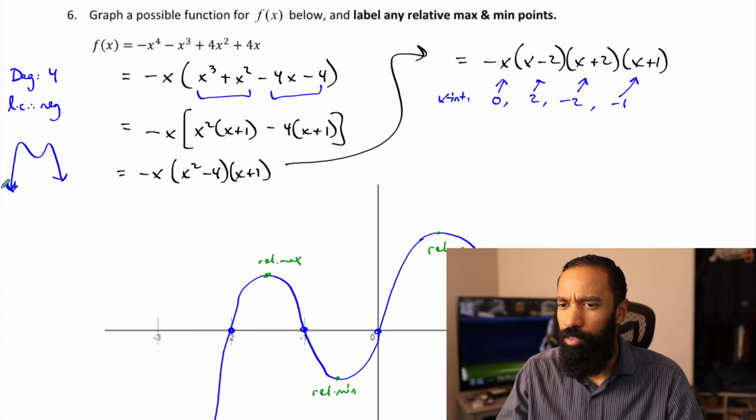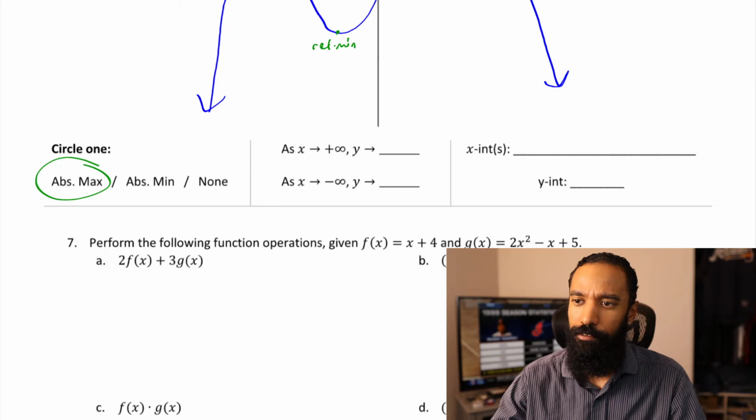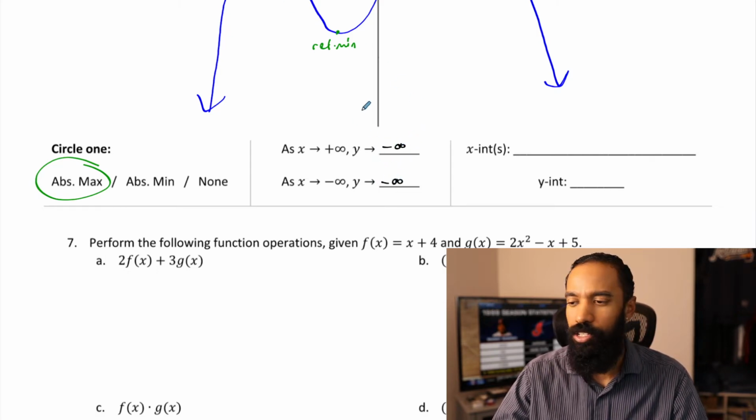Is there anything else I have to do from the top? I don't think so. As x approaches positive infinity, y approaches negative infinity. And the same is true for negative infinity right there. It seems to be going down in both directions.